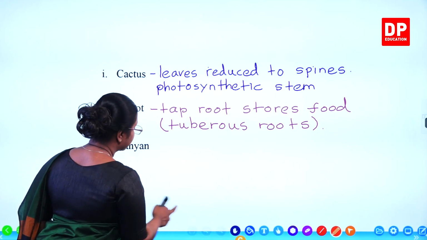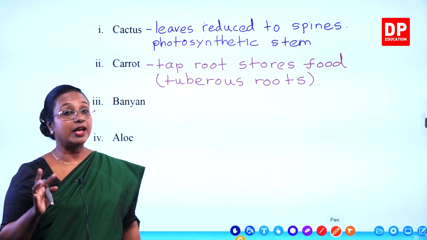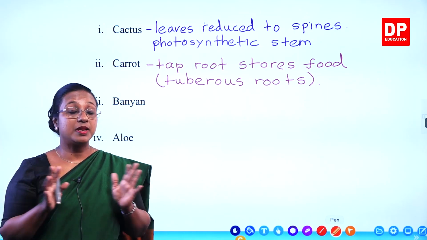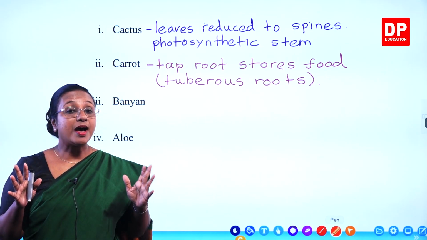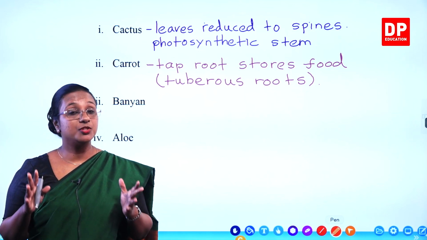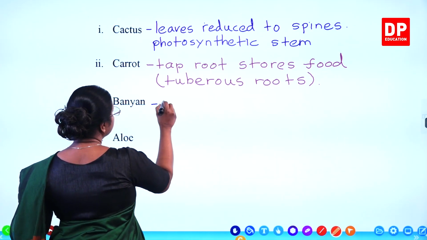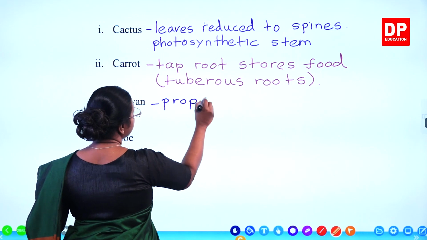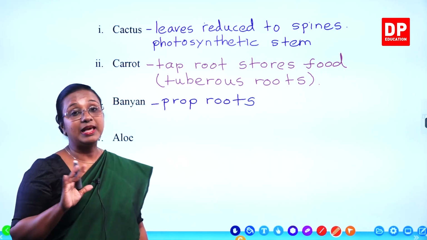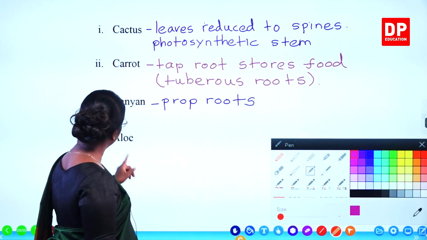Then what do we have next? We have banyan plant. You can remember banyan is a very large plant with a lot of branches spread all around. So to bear the weight of the branches, what do we have? The prop roots. Those are adventitious roots that are present in banyan. So here if we say prop roots, that is more than enough. We don't have to explain any of these properties.